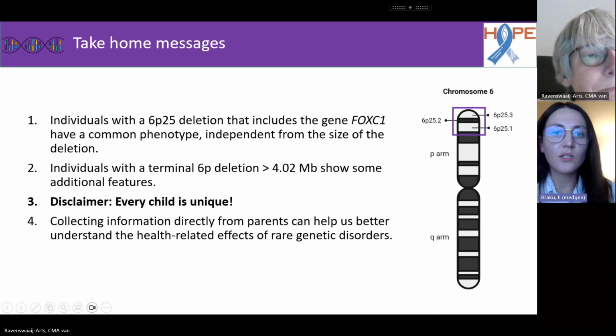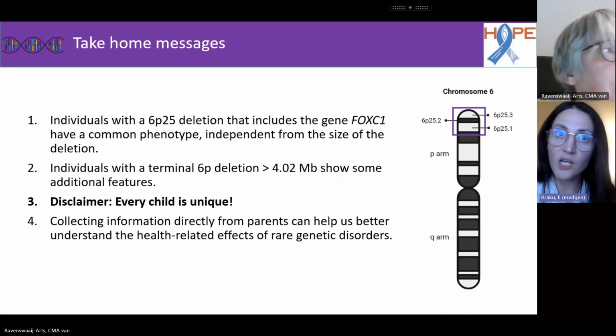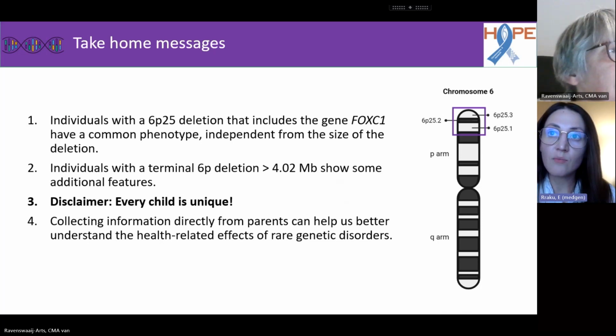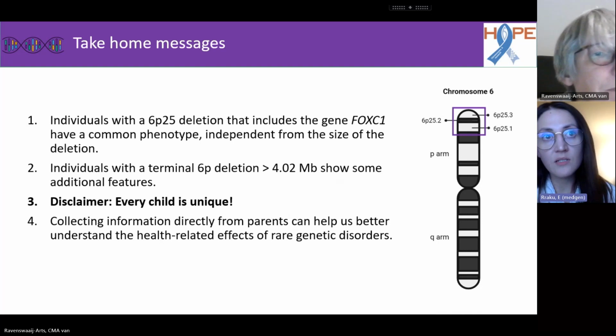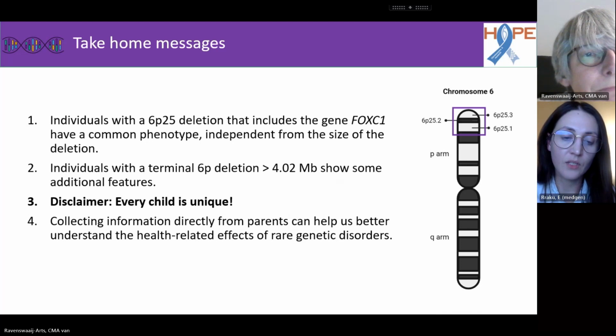Now, to conclude, individuals with a 6p25 deletion that include the gene FOXC1 have a common phenotype, which means that they have many common health-related features. And this phenotype seems to not be dependent on the size of the deletion. Individuals with a terminal deletion larger than 4.02 MB have some additional medical issues. Of course, every child is unique, and the clinical consequences of their 6p25 deletion will vary.